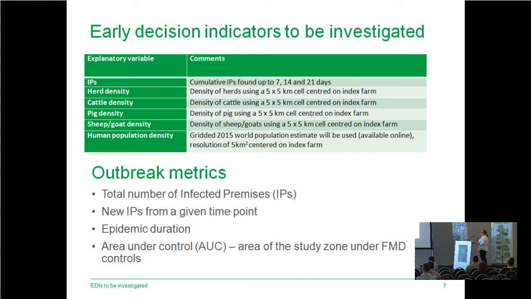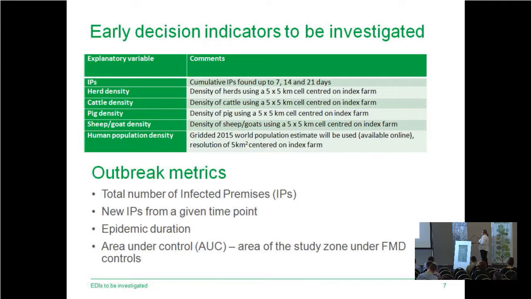So some of the early decision indicators we're looking at are IPs, herd density, cattle density, pig density, and human population density around the initial seeded farm. So these are measures that we think we can get to easily in an outbreak and can possibly be indicative of how severe the outbreak would be.